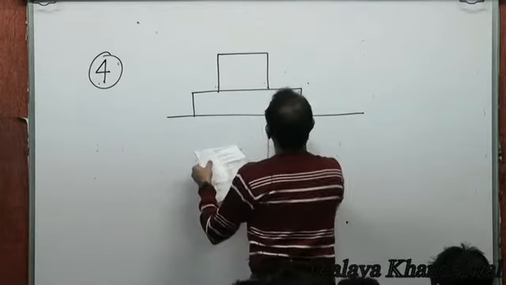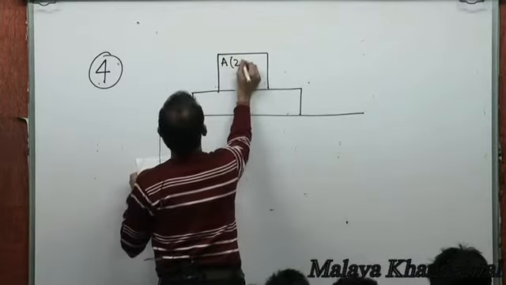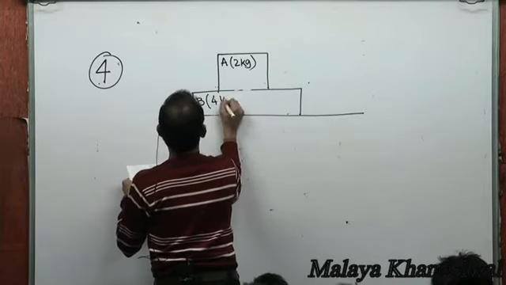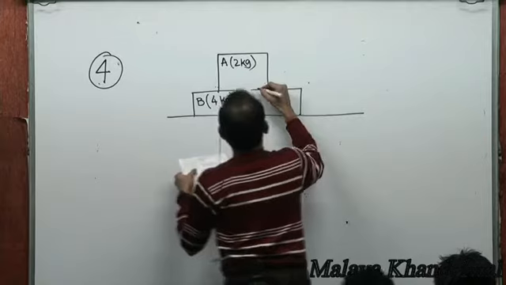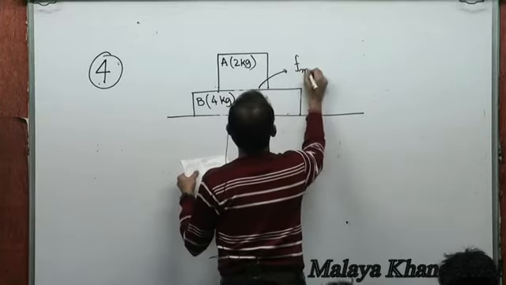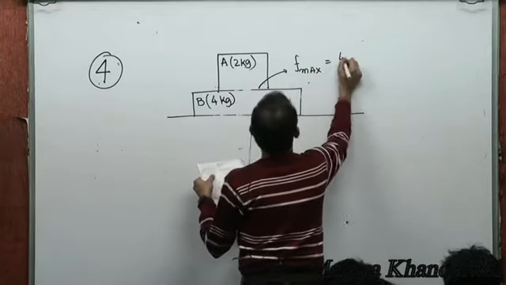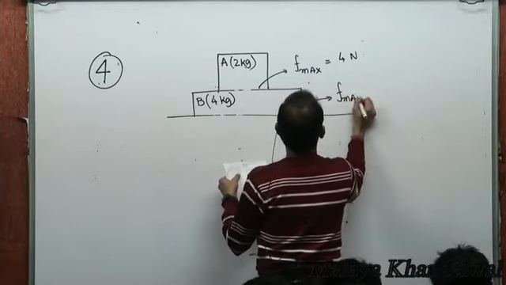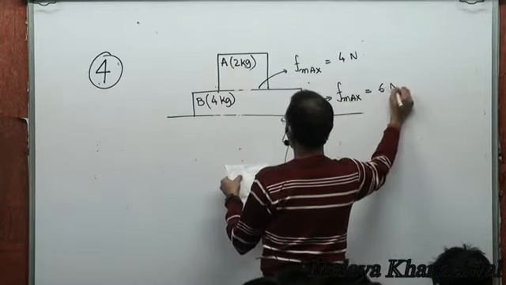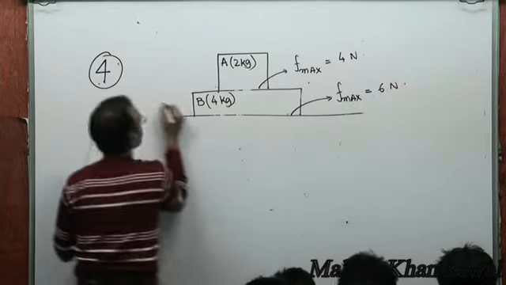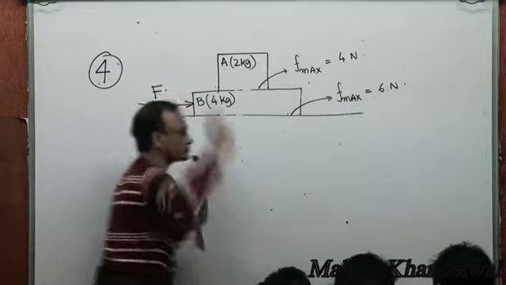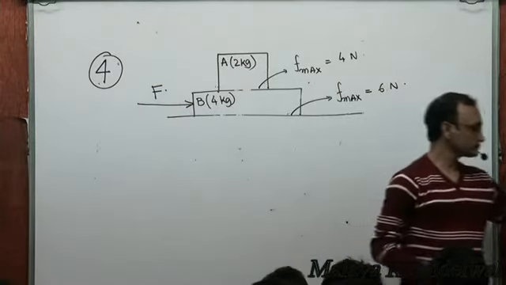Okay, same. This is A, which is 2 kg. B, which is 4 kgs. F max is 4 newtons here. F max here is 6 newtons, and force F is applied on the lower block.